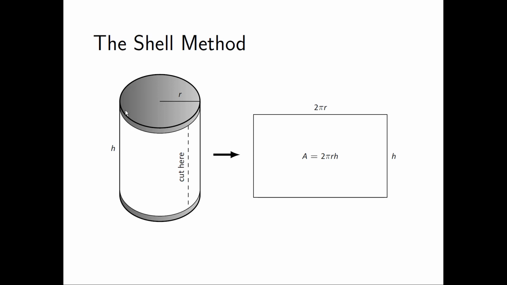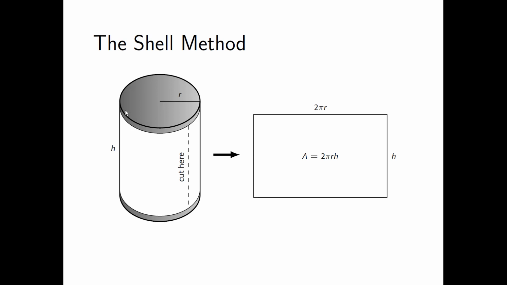As you can see on the diagram, take the cylinder and let's make a cut along the dotted line there. If you open that out, it's gone from being a complicated cylinder to just a rectangle. If you flatten that piece out, the height of the rectangle, h, is obviously just the height of the cylinder.